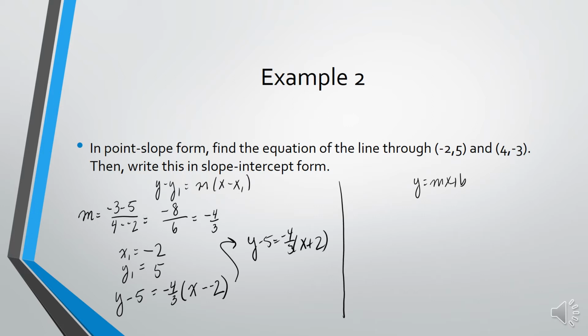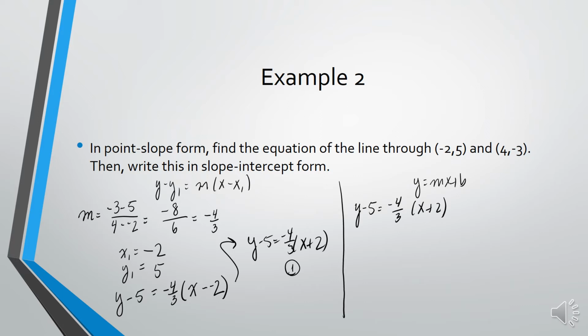Okay, that's the first part of the problem. So this was kind of your question 1. Question 2 was to rearrange this so that I have it in slope-intercept form. And the reason you would want to do this is because it's easier to graph once it's in slope-intercept form. So just keep that in mind. So our equation was y minus 5 equals -4/3 times x plus 2.